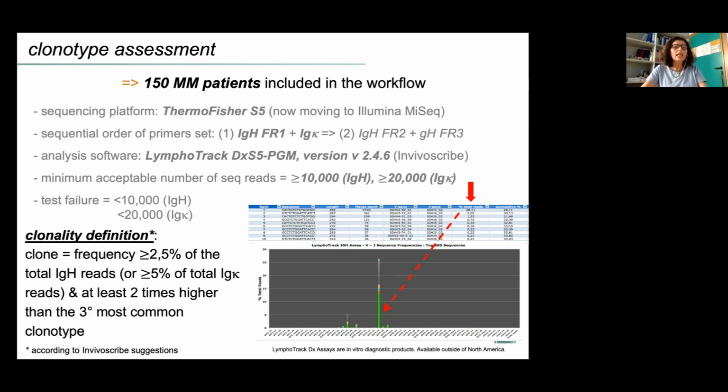And we finally defined a clone as any rearrangement whose frequency was higher than 2.5% of the total IGH reads or 5% of the total IgK reads, and at least 2 times higher than the third most common clonotype, as suggested by the assay that we are employing.